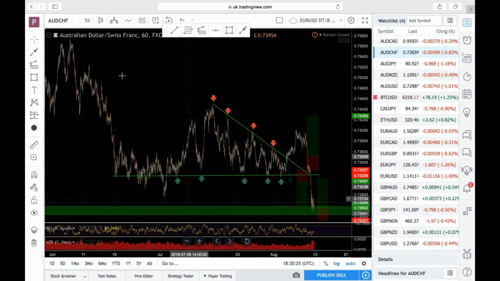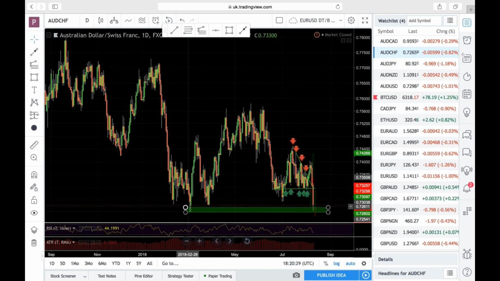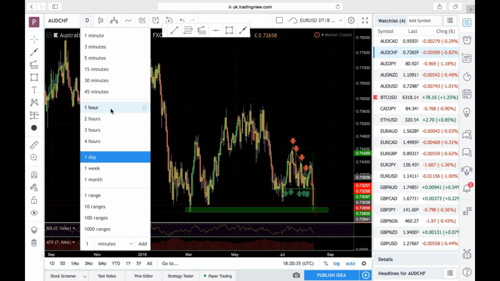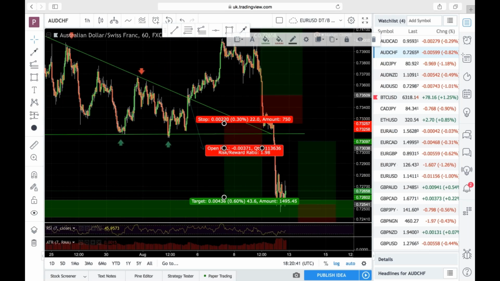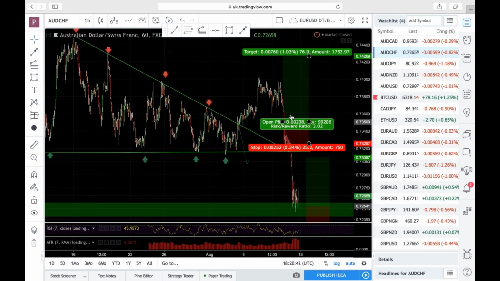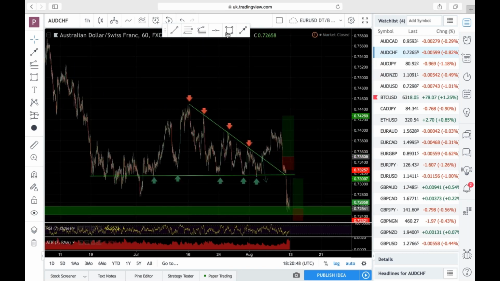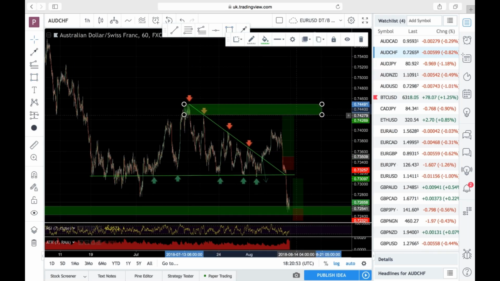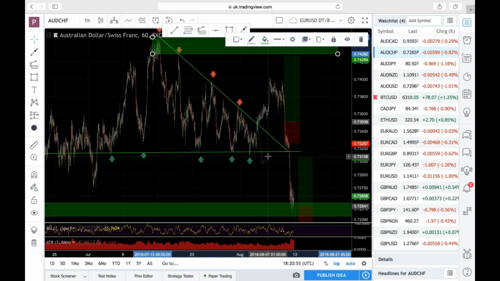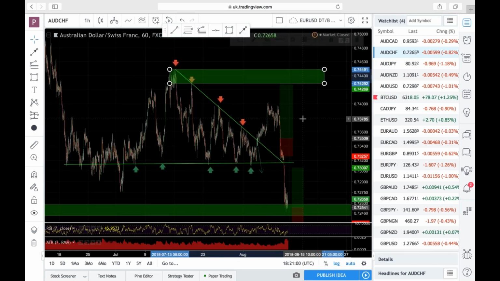So I've identified the structure level on the daily. Let's just go up to the daily. This is a structure level. This is a major structure level. And yeah, that's what I would have done. But in this case, we broke bullish, and I entered bullish. Now my target was again at this major structure level, and my entry was at the breakout. As you can see, we didn't make it, and we got stopped out for 25 pips.